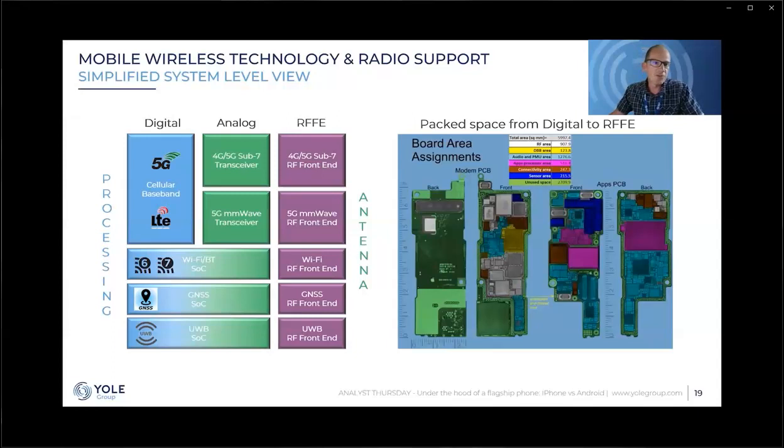At system level, you need the modem, but you also need the analog components for the transceivers for 4G, 5G, transceivers for sub-7, but also millimeter wave. You have a full system on chip for Wi-Fi functionalities, GNSS in some cases, and also ultra-wideband. And next to that, you need to attach the RF front-end components that are connected to the antenna.